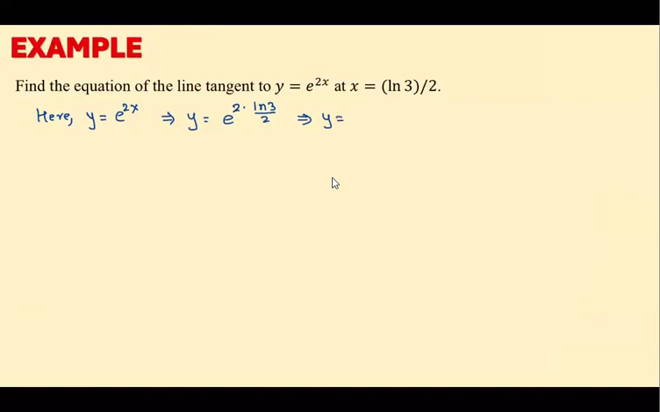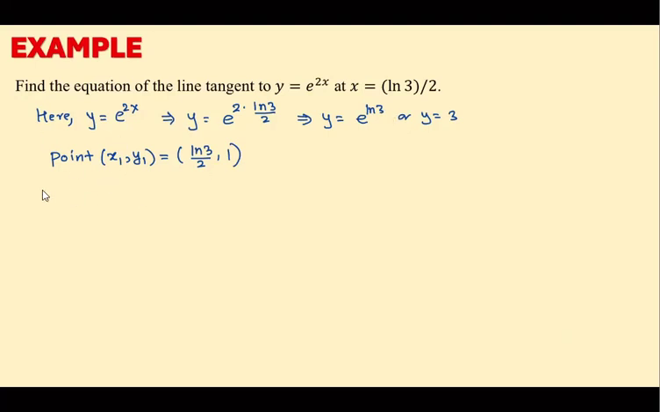We get y equals e raised to natural log 3. The exponential function and the logarithmic function, e and natural log, are inverses, so they undo each other. The result will be 3, or we get y equals 3. So the point x1 comma y1 at which we want to find the tangent line has an x value of natural log 3 divided by 2 and a y value of 3.